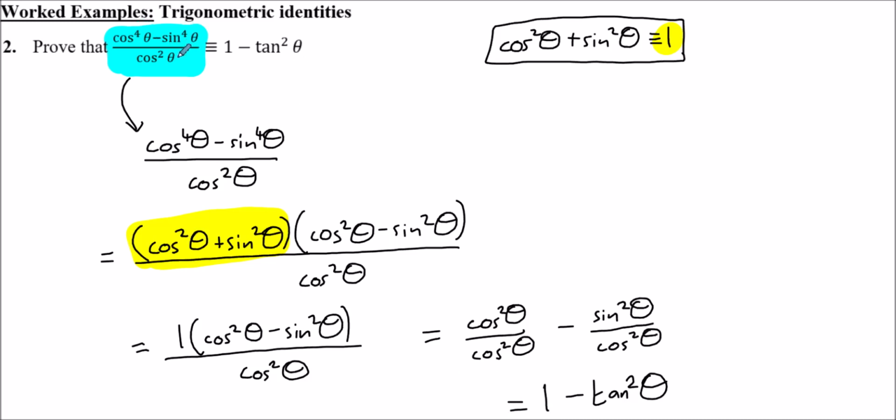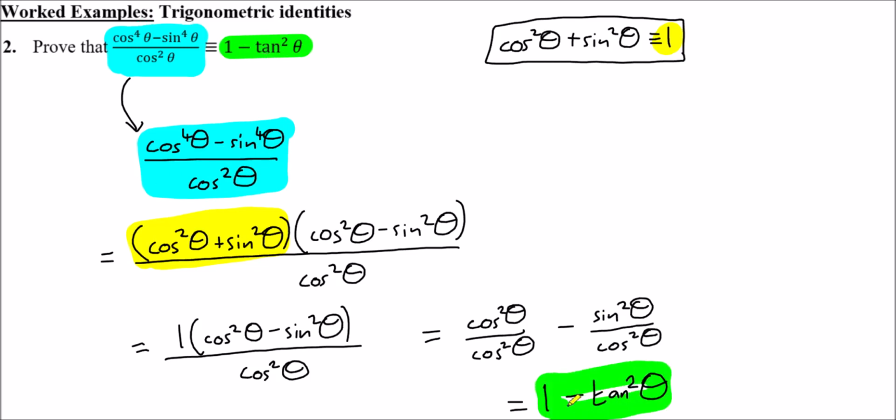We've taken the left-hand side here and changed it to equal the right-hand side. So we started with the left, did difference of two squares, manipulated it, and eventually ended up with the right-hand side. So we've proven that the left equals the right.